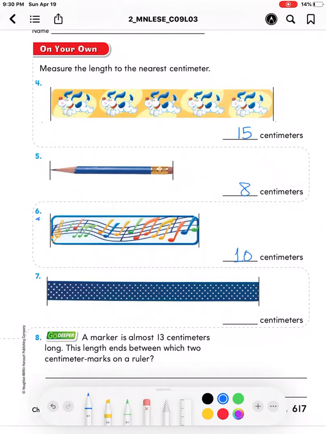Now, when you find that the length is somehow in between two numbers, it's almost near a certain number. So it will not be just at 15 or just at 8 or 10, no. You will find it somehow almost to reach this number. So, as you can see here, we are trying to get the length to the nearest centimeter, okay? Now, the last one, number 7, it's 14 centimeters. Excellent.